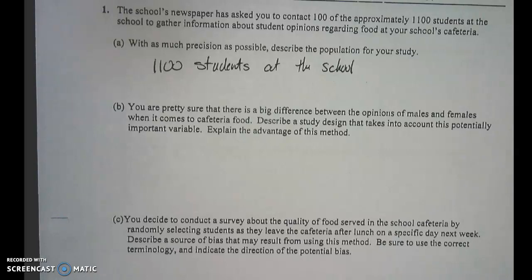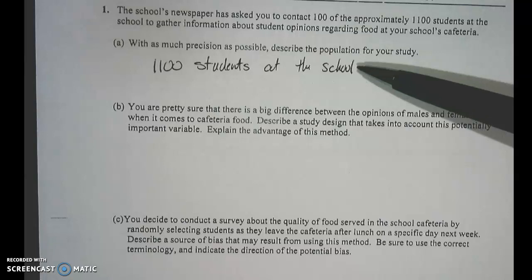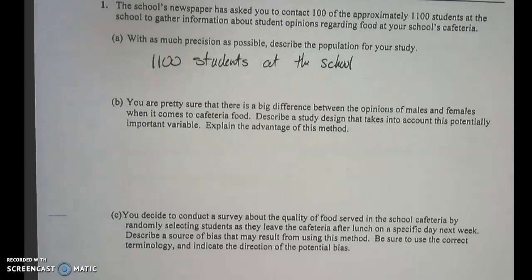Okay, as much precision, we did A, which is just 1,100 students at the school. You're pretty sure there's a big difference between the opinions of males and females when it comes to cafeteria food. Describe a study design that takes into account this potentially important variable. Explain the advantage of this method.